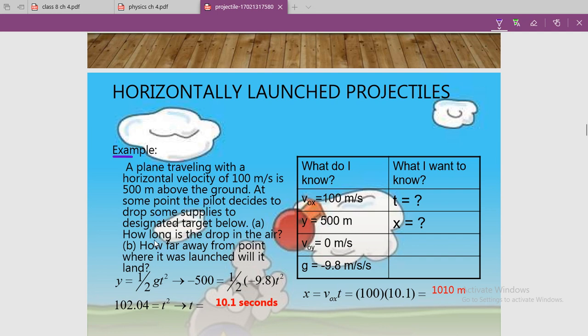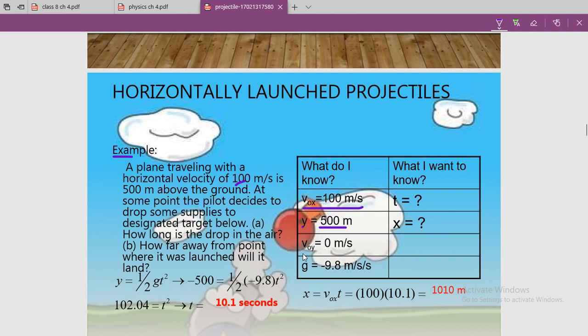Okay, so you can see this one is an example of the horizontal projectile. The plane is at a height of 500 meters and its velocity is 100 meters per second. When the pilot releases something from this plane, the initial velocity of the object is 100 meters per second, in the same direction as the plane. So the initial velocity along the x-axis is 100 meters per second. Now the vertical displacement to reach the ground is y equal to 500 meters.